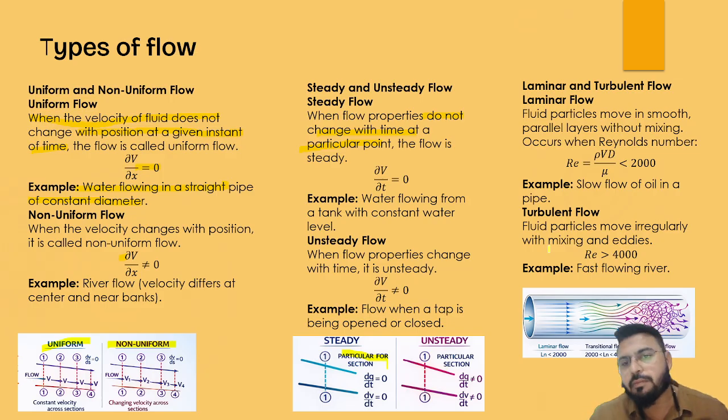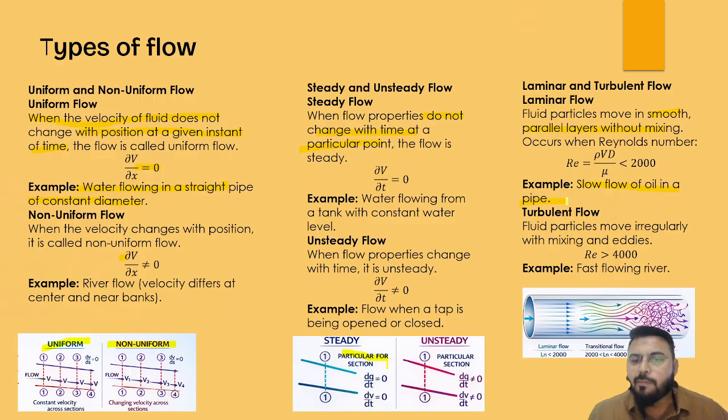Laminar flow and turbulent flow. Fluid particles move in smooth parallel layers without mixing. This is important: fluid particles move in smooth parallel layers without mixing. Such type of flow is known as laminar flow. Usually thick oil with high viscosity flows in a laminar way. Mathematically, Reynolds number, rho V d upon mu, is less than 2000. Example, slow flow of oil in a pipe.